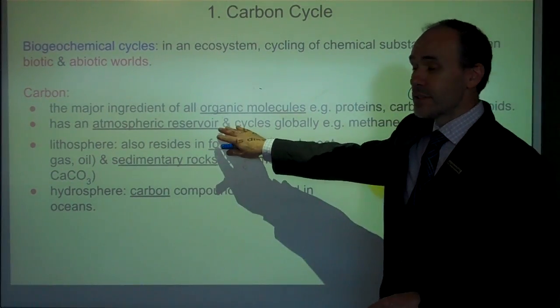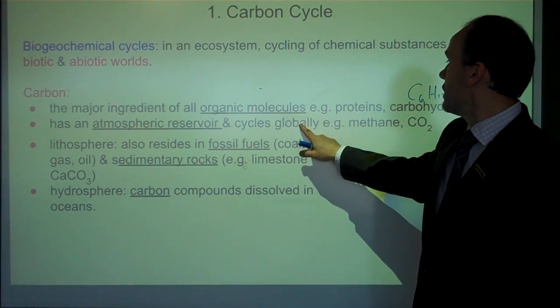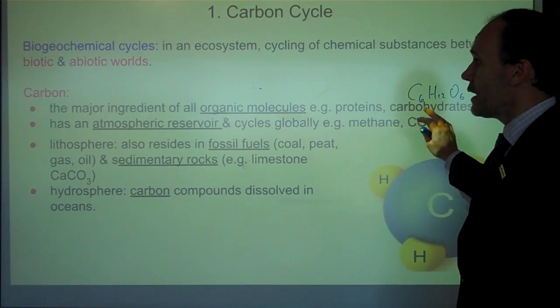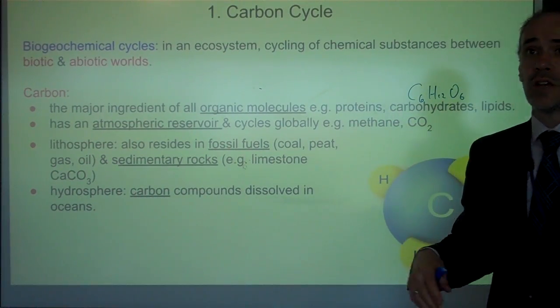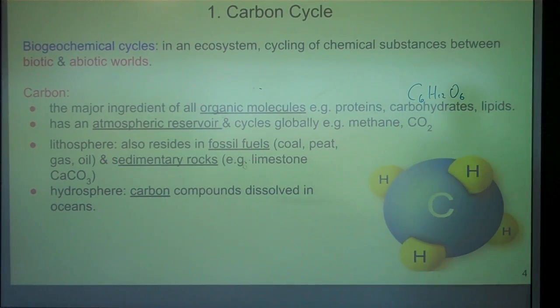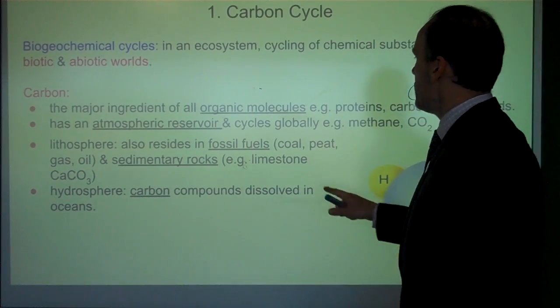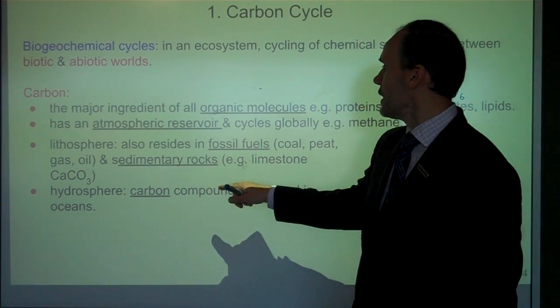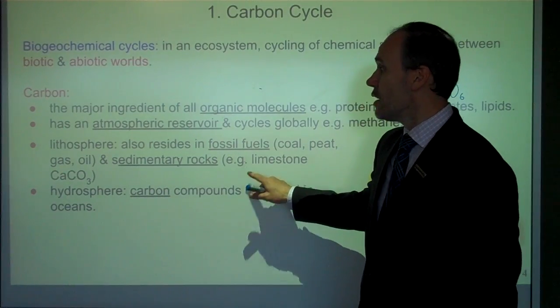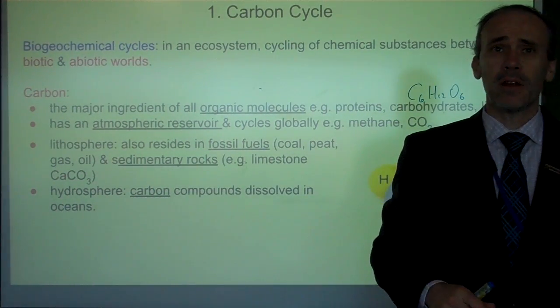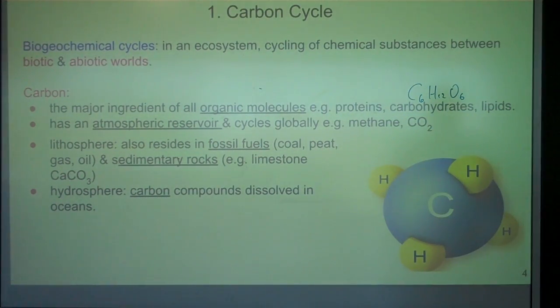It has an atmospheric reservoir. It's in the air. It cycles globally, methane and carbon dioxide, gets into tissues, might be bound as coal or oil or just buried in the ground in some way, shape or form for a long time. It also resides in fossil fuels: coal, peat, oil and gas. And in sedimentary rocks as limestone or calcium carbonate. It gets locked into different environments and then might escape, and then once it's in living things, it's going to go around.